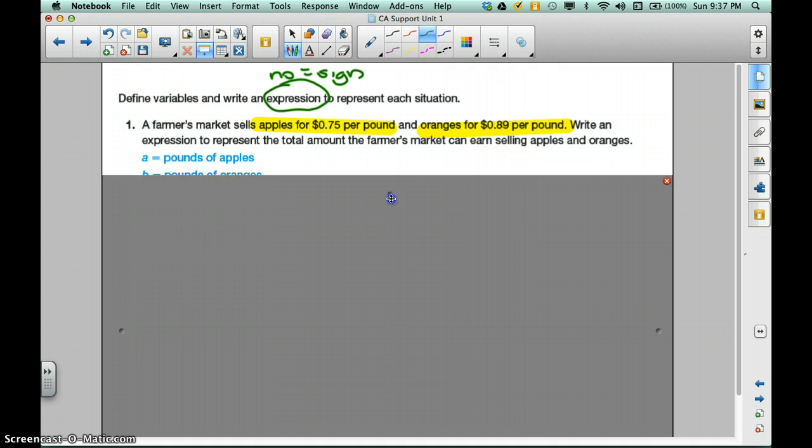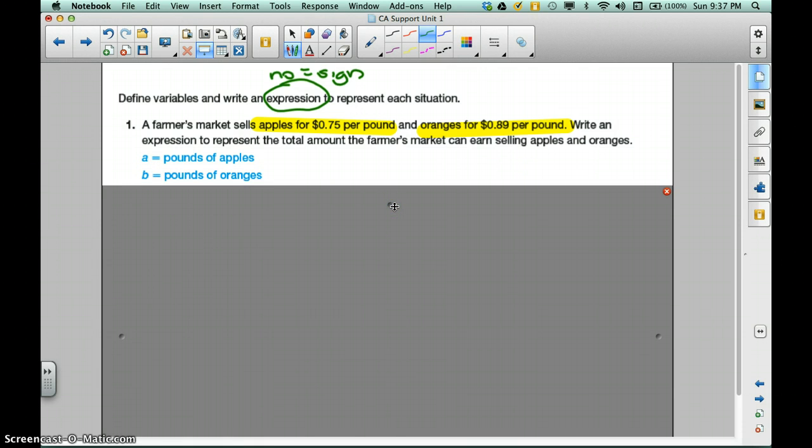And so the first step is to name your variables. So we're going to call A the number of pounds of apples and B the number of pounds of oranges. Because isn't it true that if you knew how many pounds, you would multiply it by 75 cents? So there's the key. If you knew how many pounds, that right there is how you name your variables. Well, if I knew this, then I could figure it out. That's how you decide what your variables should be. And in this case, there's two different variables in this problem.